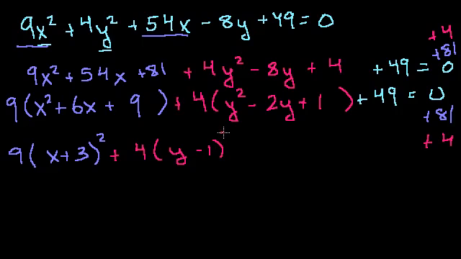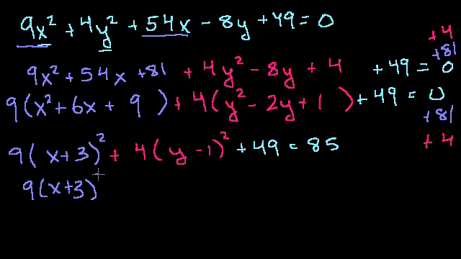Y minus 1 squared. You might want to review factoring a polynomial or completing the square if you found that step a little daunting. And then we have plus 49 is equal to 0 plus 81 plus 84 is equal to 85. All right, so now we have 9 times x plus 3 squared plus 4 times y minus 1 squared. And let's subtract 49 from both sides. That is equal to, let's see, if I subtract 50 from 85, I get 35. So if I subtract 49, I get 36.